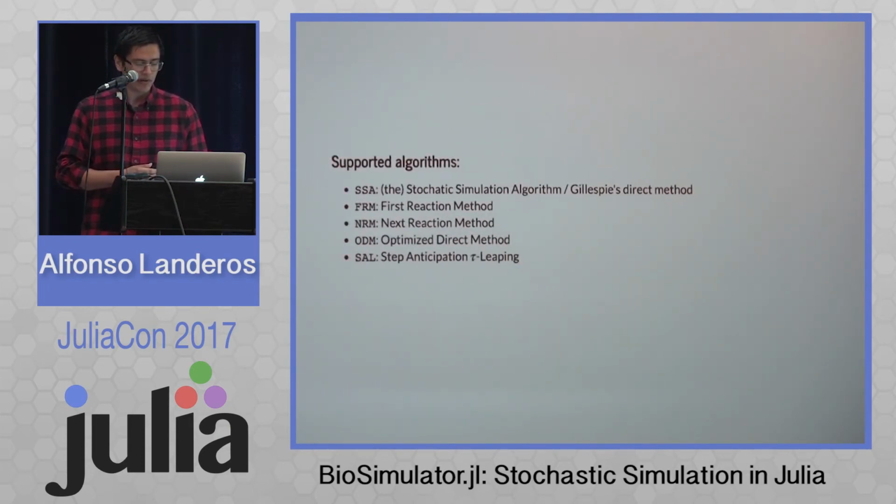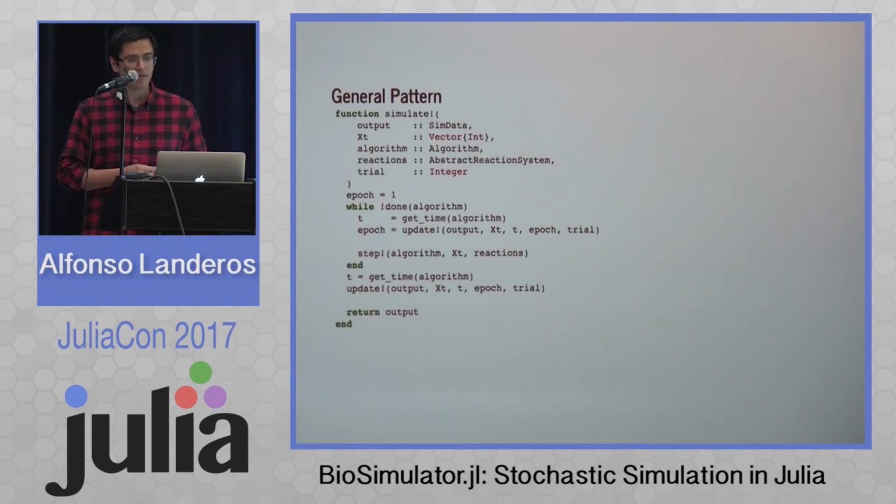We support a number of different algorithms, including the original Gillespie algorithm that I described, some other variations on the same idea, known as the first reaction method, next reaction method, an optimized version of Gillespie's method, as well as one algorithm developed by my advisor, Dr. Maricel, called the step anticipation tau leaping. But there is a plan to hopefully add more algorithms to this in the future.